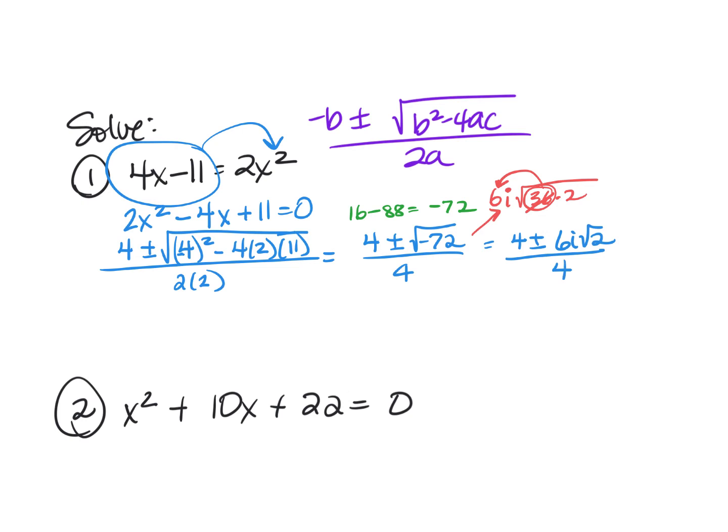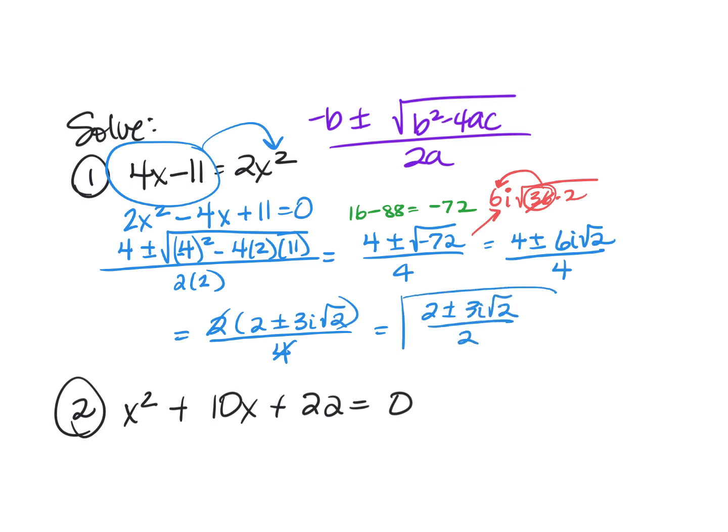Now I look to see, can I take a GCF across the top? Yes, I can. I can take a 2 out of both. And so if I do that, I'll have 2 plus or minus 3i square roots of 2 over 4 divided by 2. Now it doesn't completely eliminate the denominator, but it does reduce it. So now I'm going to have 2 plus or minus 3i square roots of 2 over 2. And there are my solutions.